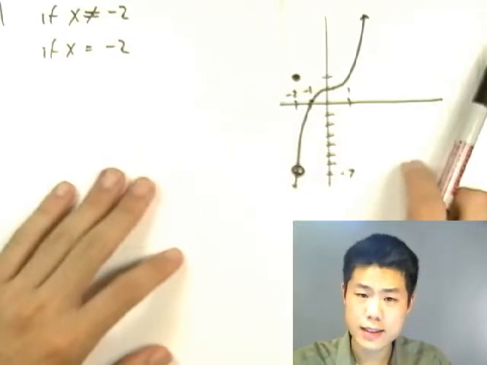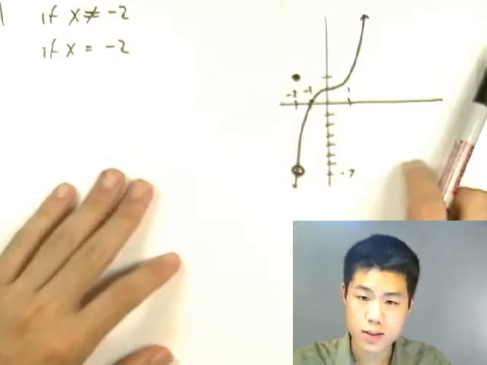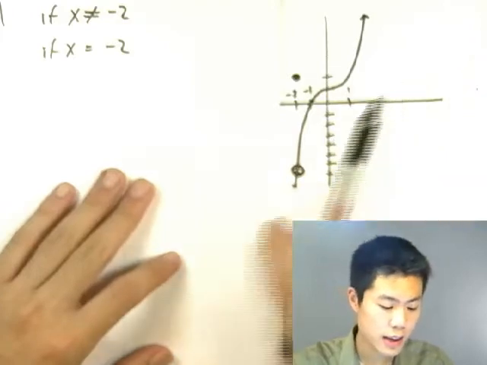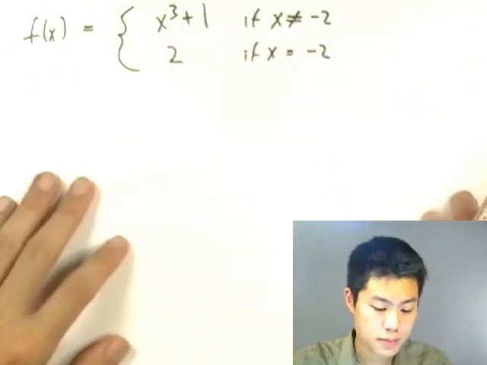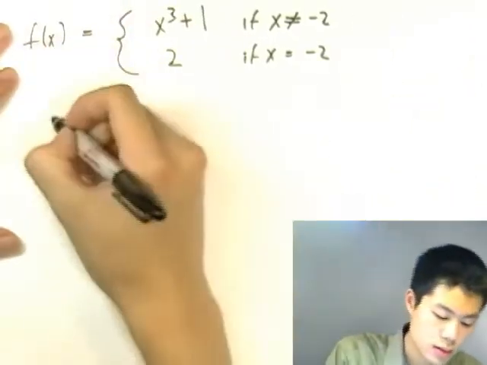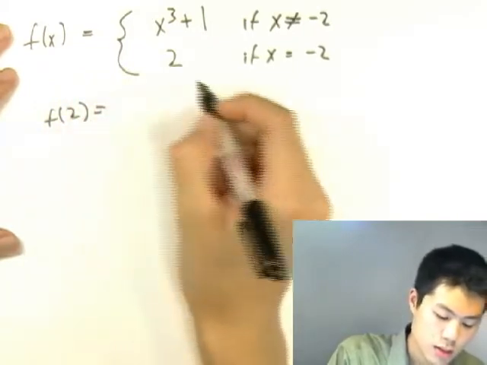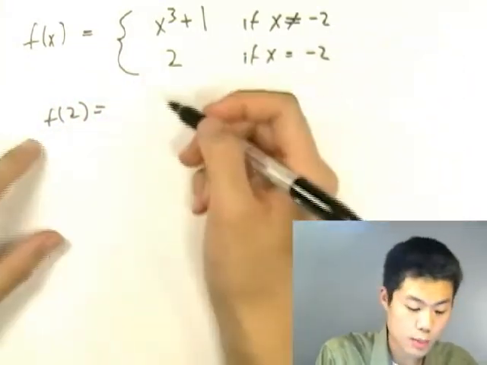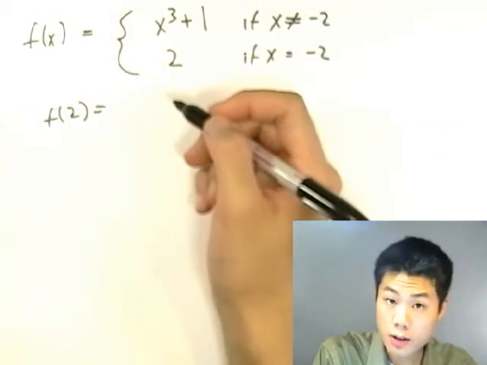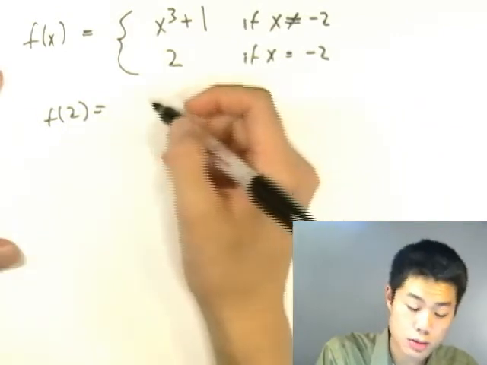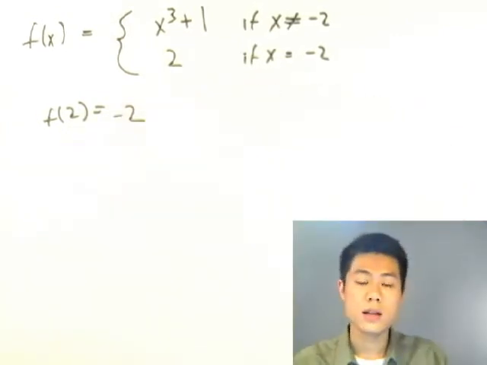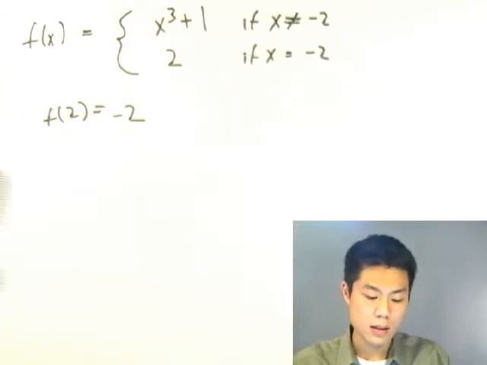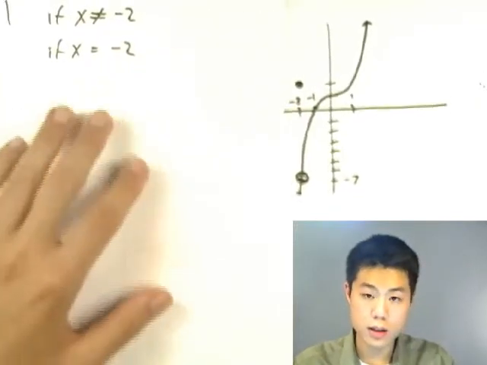What happens in this case? In this case, f of -2 no longer equals -7, but it equals what? 2. Because we changed the function here.